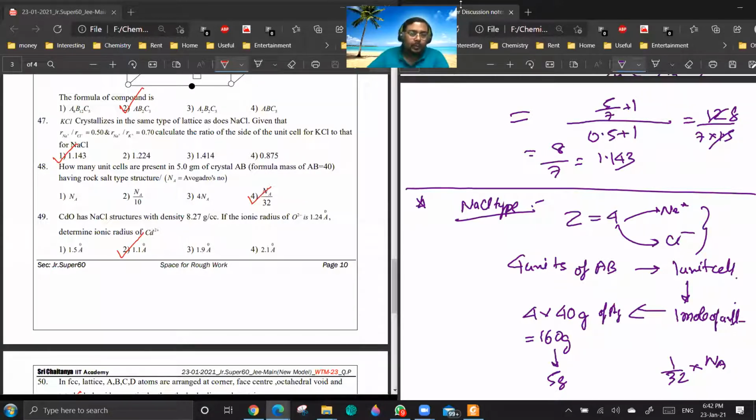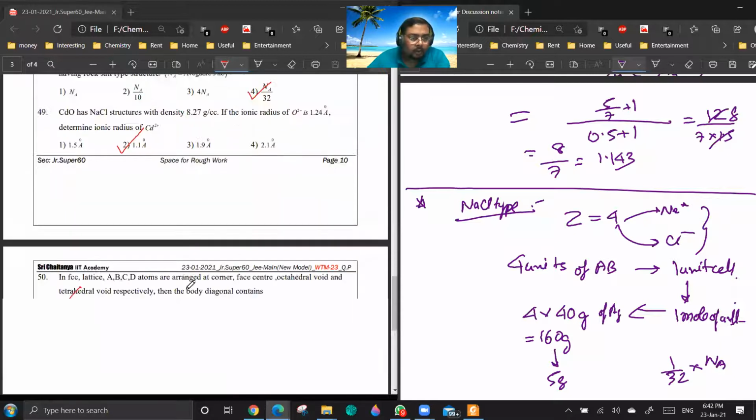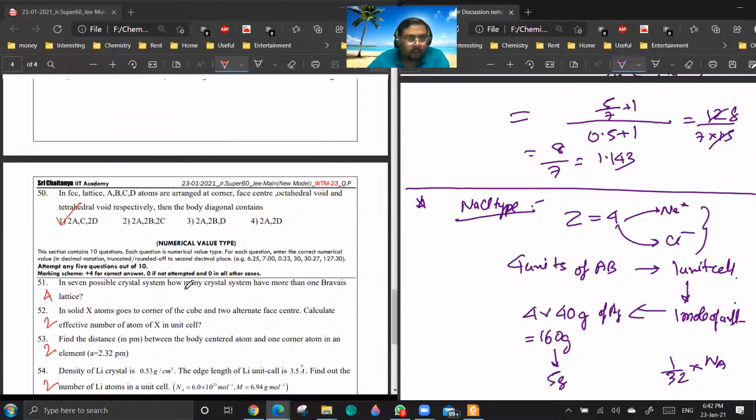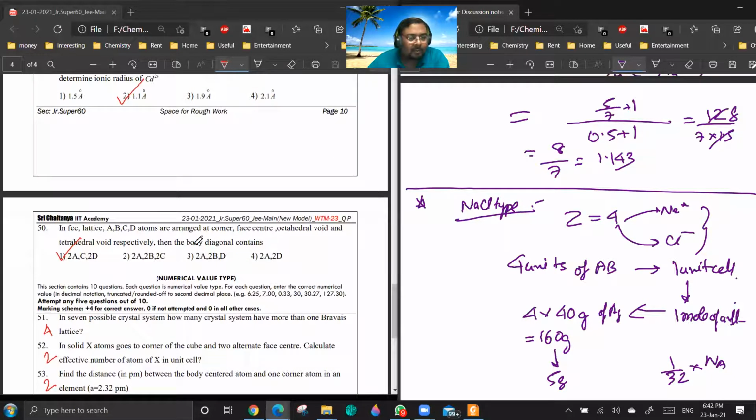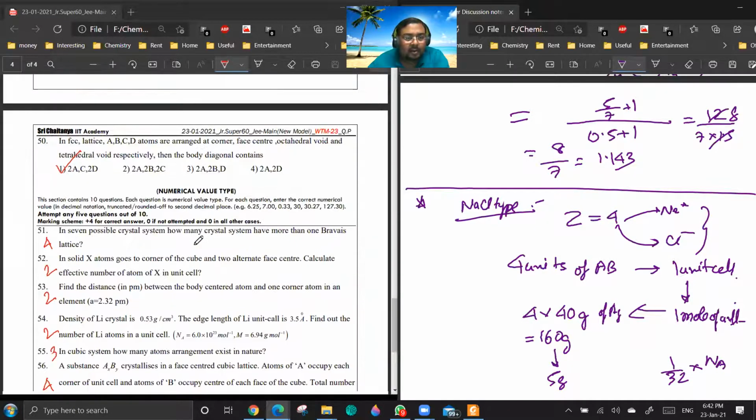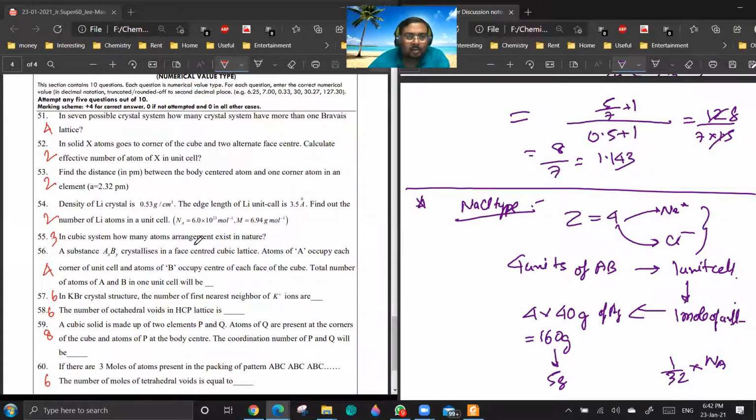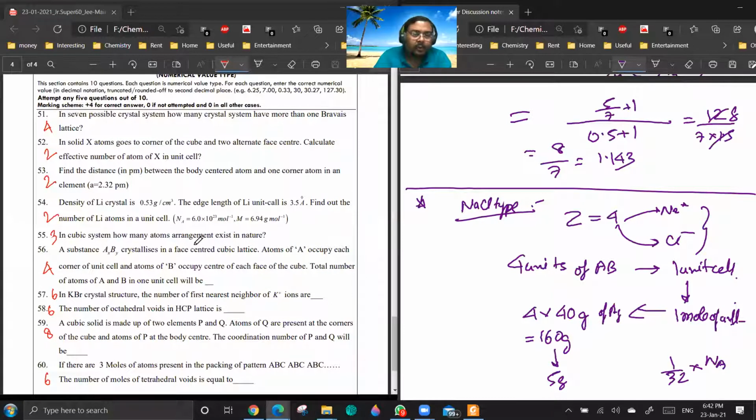Yes, sir. Okay. 50 is not a doubt. I think 50 is the type of question we have discussed in the class. Yes, sir. Okay. So then this leads to 51 to 56.